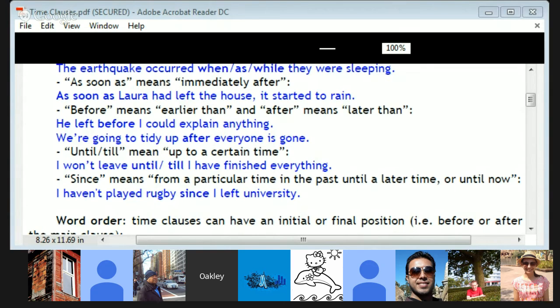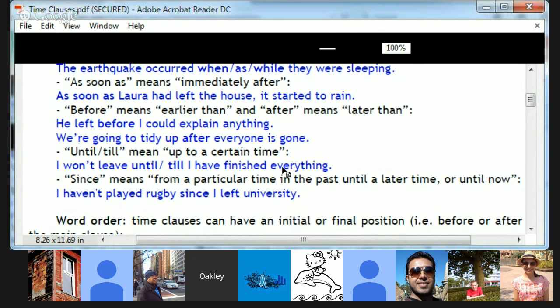When we use it as a subordinator, going back to the screen share here, notice it introduces an action. Until, subject, noun, verb. When we use it to introduce just a time, then it's just functioning as a prepositional phrase, I think. No, I don't think. I know. With the same meaning, frankly, up to a certain time, but we're actually specifying the time.